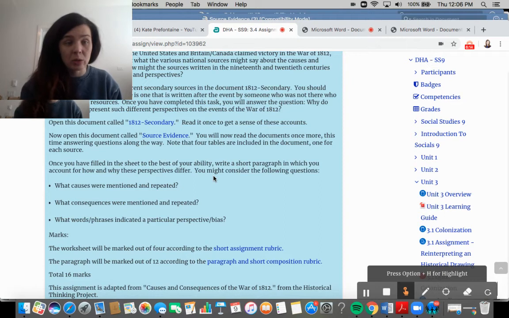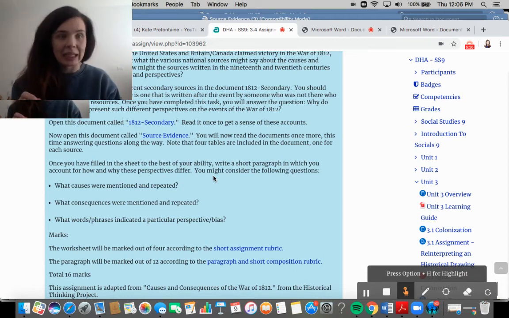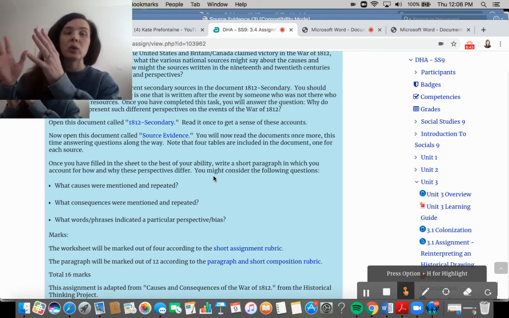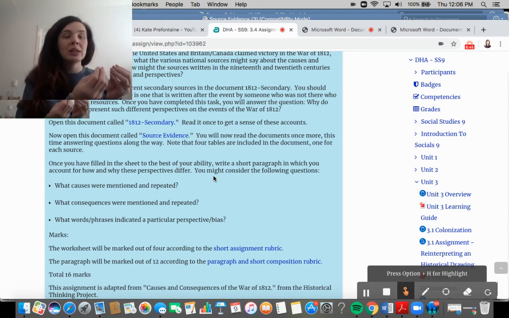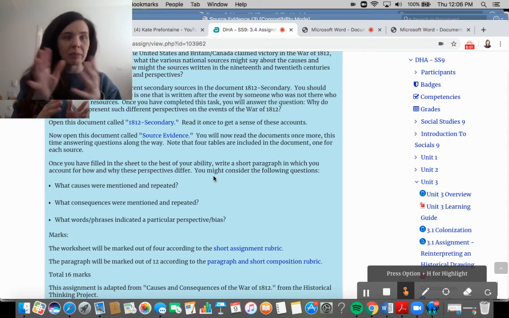Here are some questions to consider that you could even see about answering in your paragraph, which is, what are the causes mentioned and repeated in those? What are the consequences that are mentioned and repeated? And what words and phrases in each of those sources indicate that there's a particular perspective or a bias, i.e., this is more of the American perspective. So it is going to cast America in a more positive light, it is going to cast Britain and Canada in a more negative type light. Same thing for the reversal.